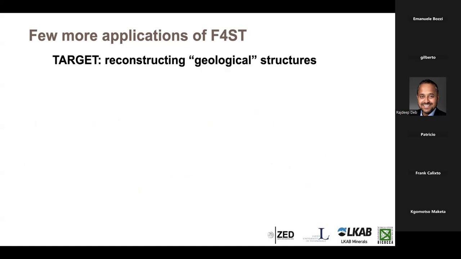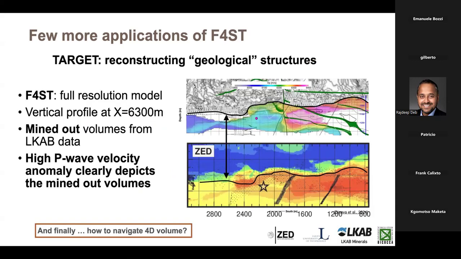If the target is reconstructing geological structure, for example, you can apply our algorithm to a full resolution model. So it's more than 40 meters. So the sheds were reduced to have a better geometrical resolution. For example, here we show the mined out volume from the LKB data on the top, and how our model compares with this mined out volume. So we cut a vertical profile in the mine, and we see that the mined out volume is clearly limiting our P-wave velocity anomaly.